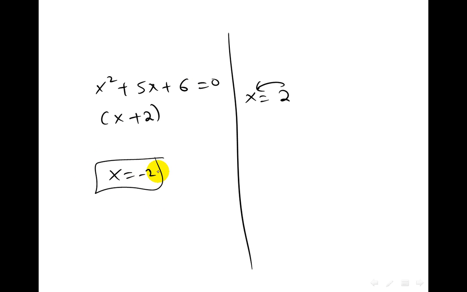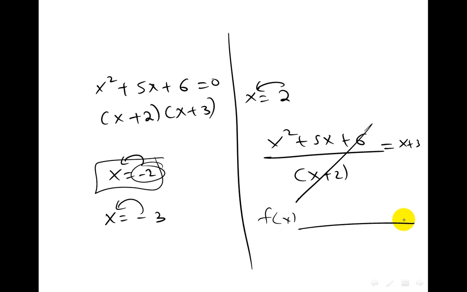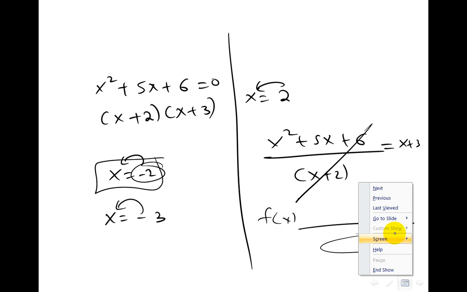So once you find the solution, if you want to change it back to a factor, change the sign by bringing it back. And the other solution is x equals negative 3. If you want it as a factor, you'll have x plus 3. Now if you have x squared plus 5x plus 6 and divide it by x plus 2, what will be left? You'll find the other factor. So that's what I'm going to do right now. I'll take the long function, 6x cubed and so on, and divide it by the new factor to find another factor.